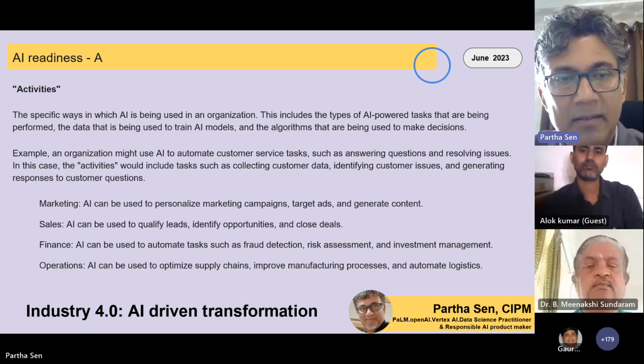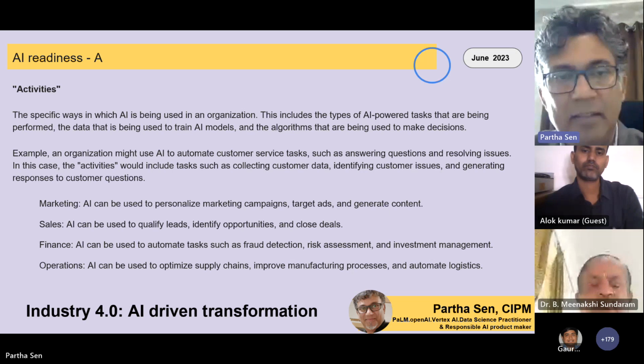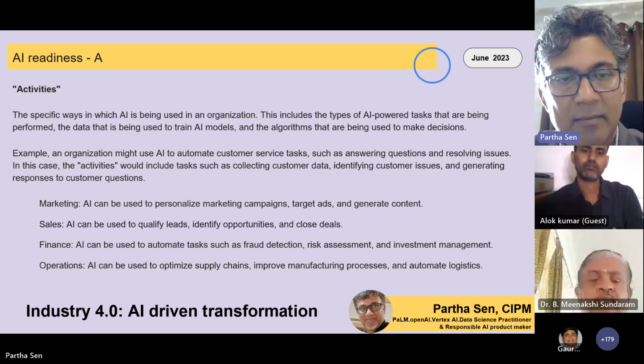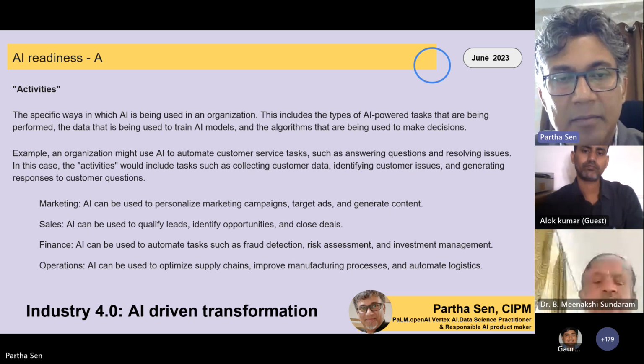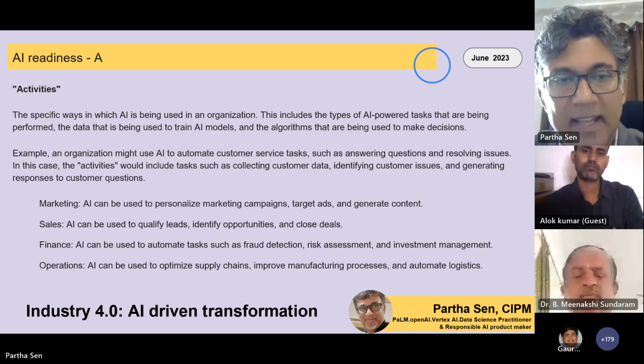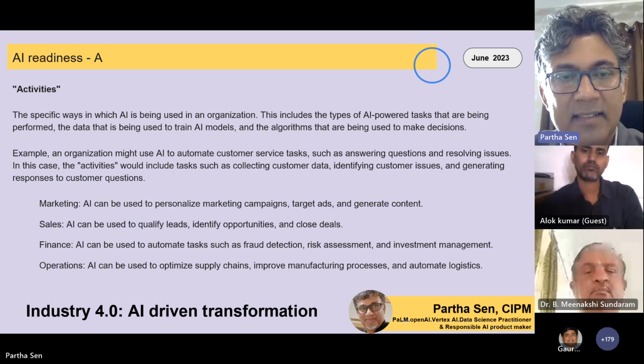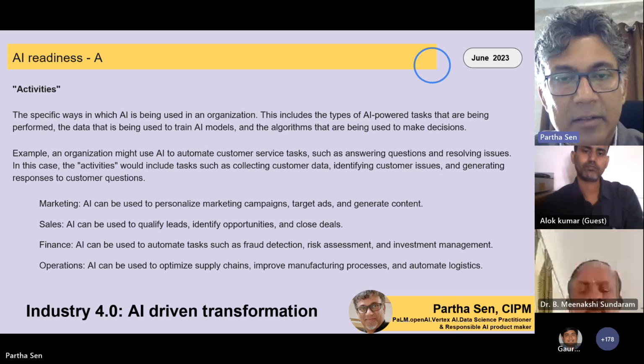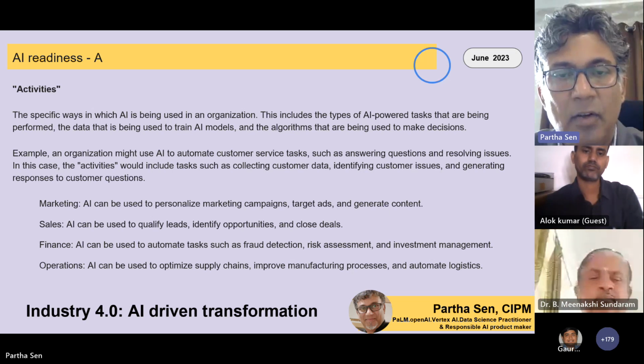What are the activities here? I'm taking a few examples that would be helpful for us to understand this. For the marketing company, AI is just making the personalization. That is the activity. For sales, it is identifying the lead, closing deals. For finance, it is risk management, fraud detection. For operation, it is automating logistics.